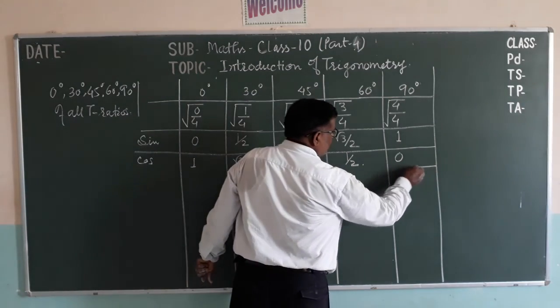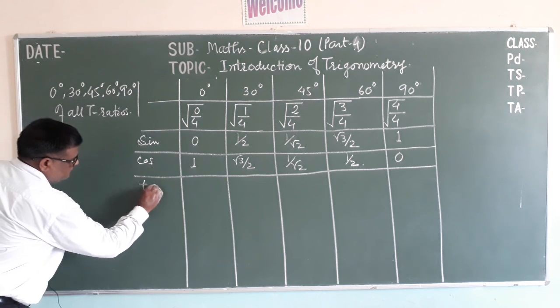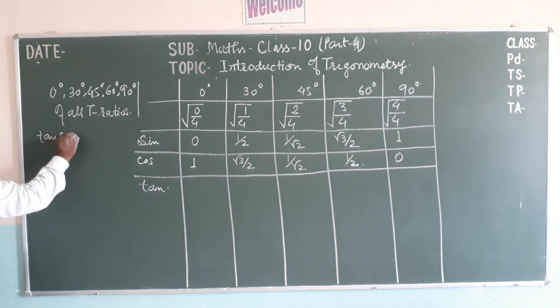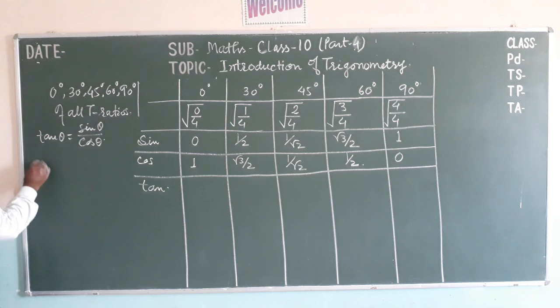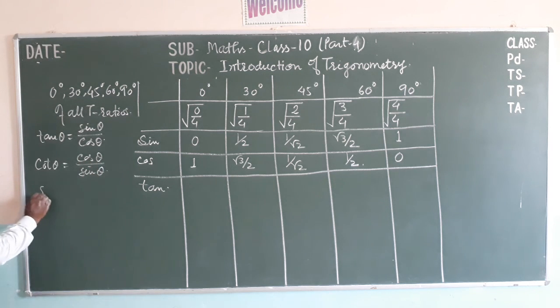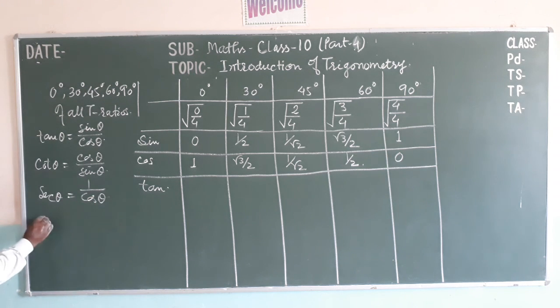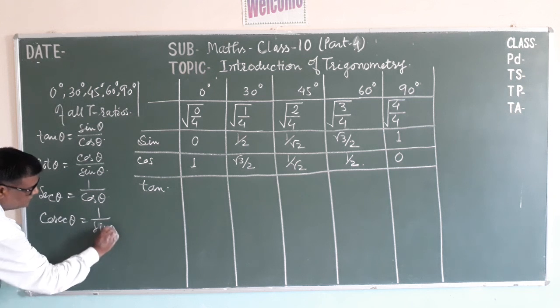And now in case of tan, tan theta is equal to sin theta upon cos theta, and cot theta is equal to cos theta upon sin theta. Again sec theta is equal to 1 upon cos theta, and cosec theta is equal to 1 upon sin theta.